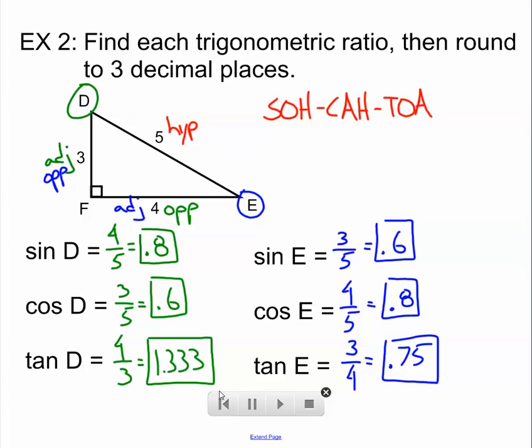So these ratios change depending on which angle you're looking at. Well, the ratios are always the same. It's opposite over hypotenuse, adjacent over hypotenuse, opposite over adjacent. But which side is opposite and which side is adjacent changes depending on which angle you're looking at. Let's do one more.